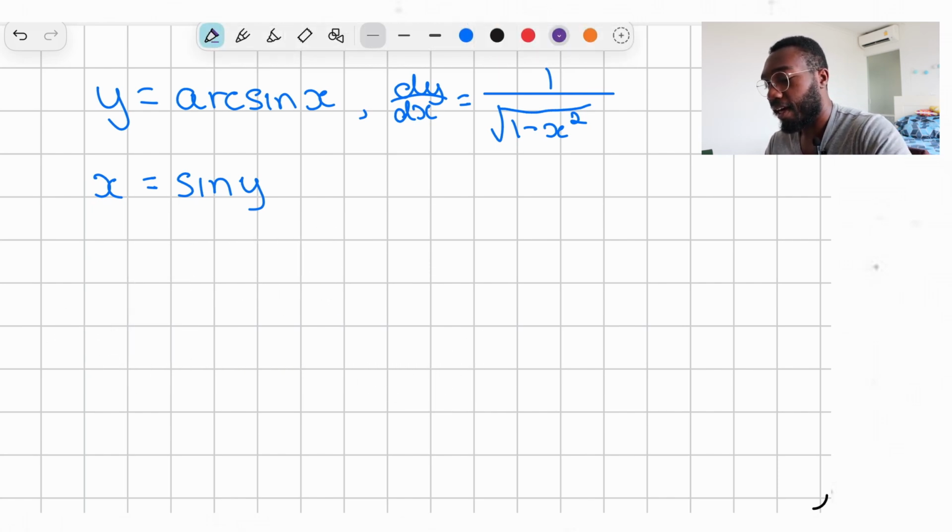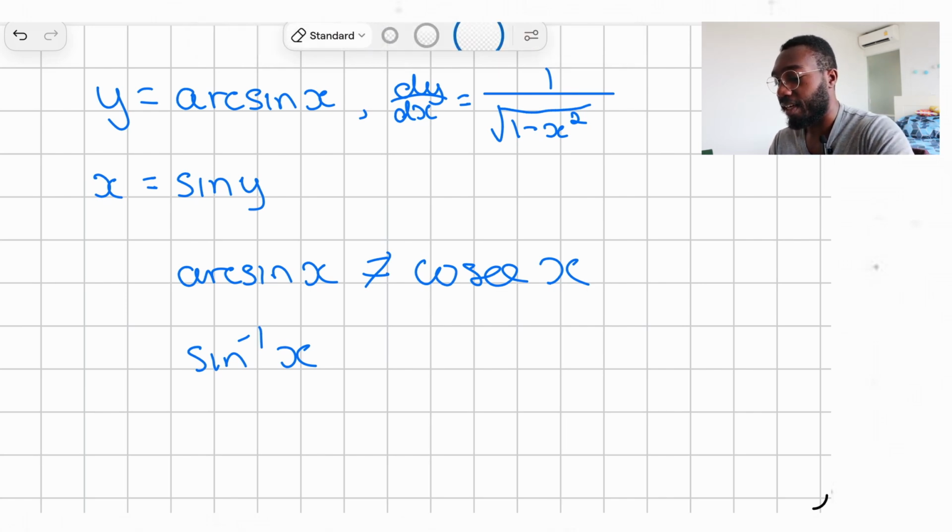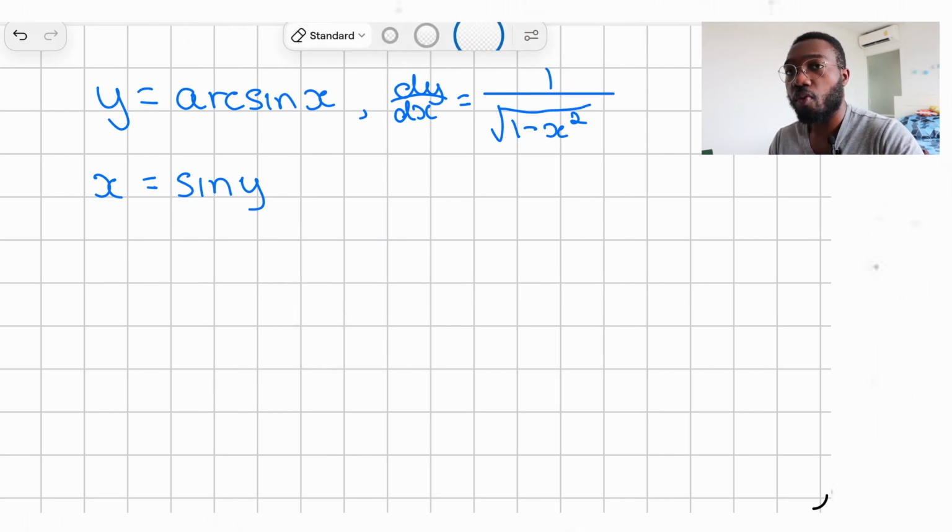Do not think that arc sine x is the same as cosec x, because even though both of them can be written like sine to the minus 1 x, they are not the same. So just be wary of that. They are completely different. Arc sine x is the complete inverse of sine x. So if you want to bring that arc sine to the other side, then you have to sine both sides.